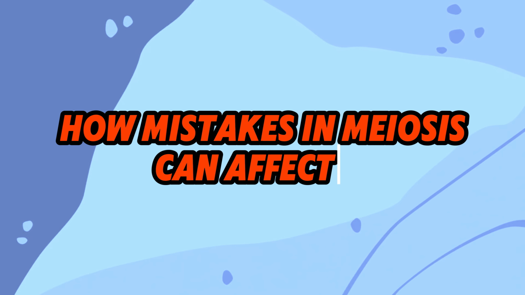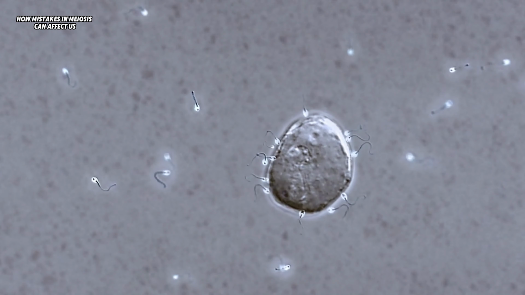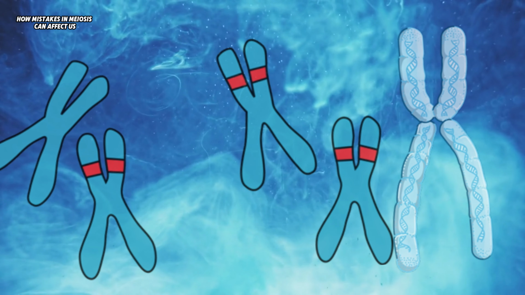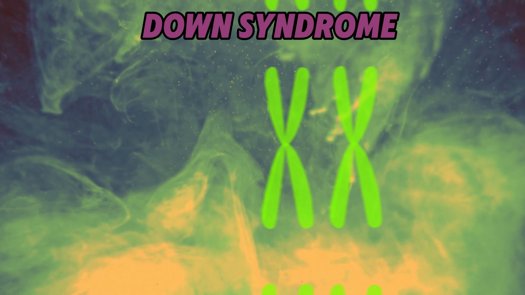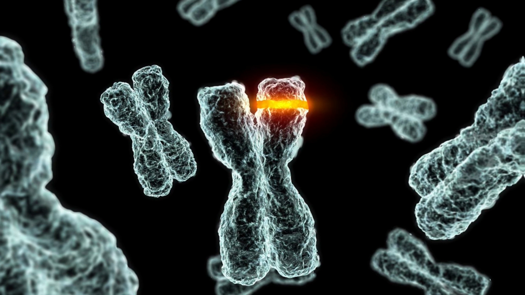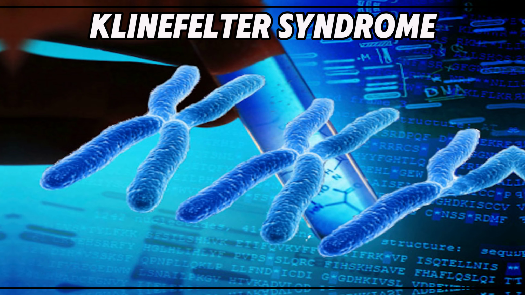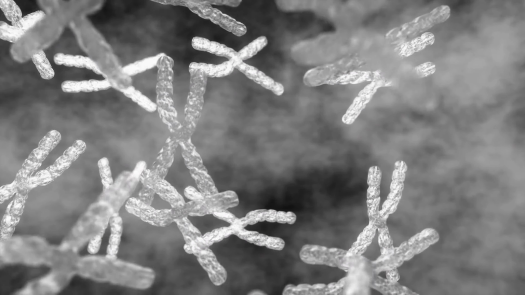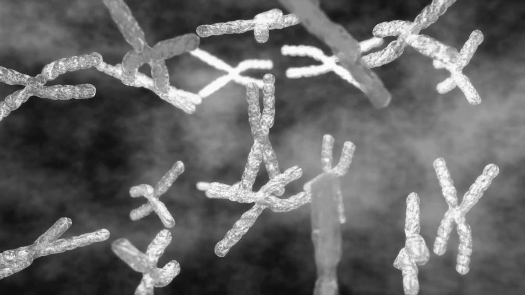How mistakes in meiosis can affect us. Sometimes mistakes occur during meiosis. When chromosomes do not separate properly, it leads to conditions like number 1, Down syndrome. This occurs when an extra copy of chromosome 21 is present due to a failure in chromosome separation. Number 2, Klinefelter syndrome. This is the result of an extra X chromosome in males. These errors are rare but they highlight the importance of the precise control involved in meiosis.